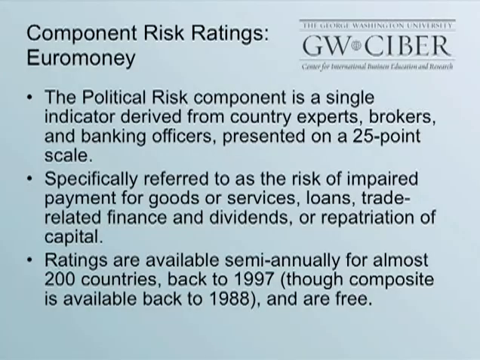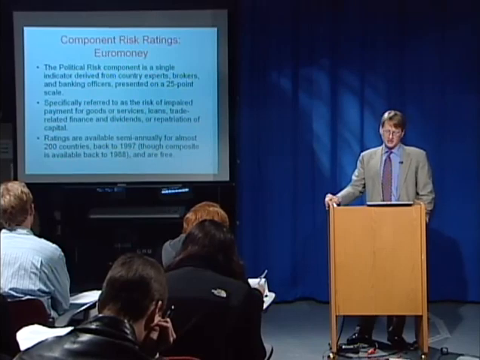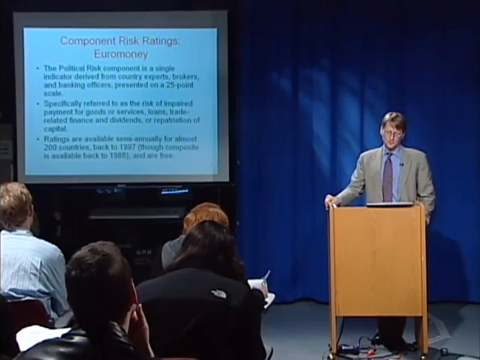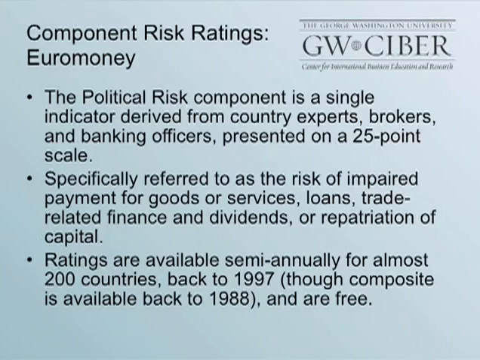Now, the advantage of all of these is that you can separate out the political risk indicator and look at that and try to figure out what information is contained in it. And so the Euromoney political risk component is again a survey. There's nothing controversial about this. It's a survey of country experts, brokers, banking officers, and the like on a 25-point scale. But it's specifically referred to as the risk of impaired payment for goods or services, loans, trade-related finance and dividends, or repatriation of capital. Very finance-oriented.